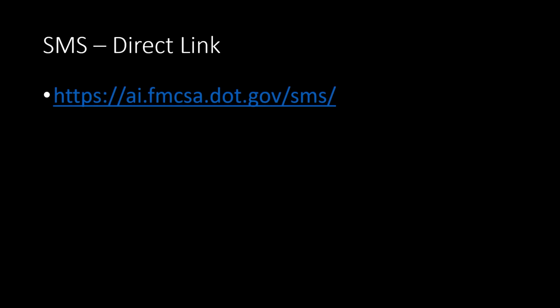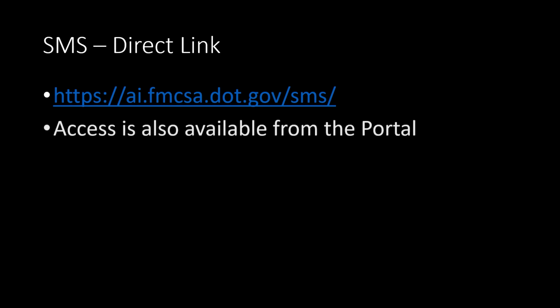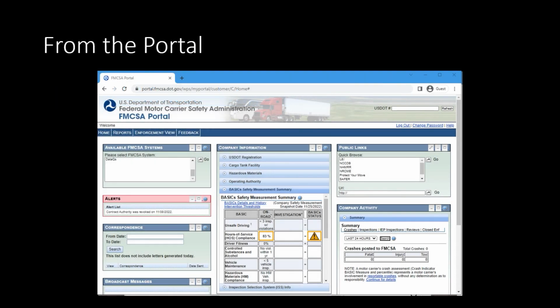There are a few ways to get to the SMS system. One is the direct link, and that's the link right here, also provided in the description box below. You can also get to the SMS page from the portal. If you're at the portal, just go to the company's information pod and expand the basic safety measurement summary section. There you'll be able to see the summary of different basics, but right here is the link that'll bring you right to the SMS page.